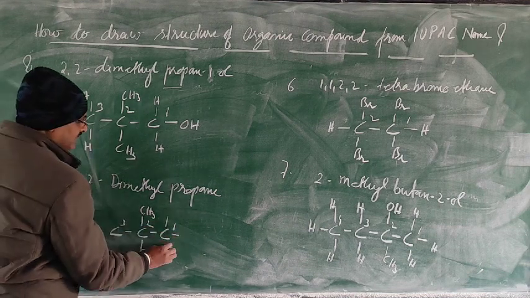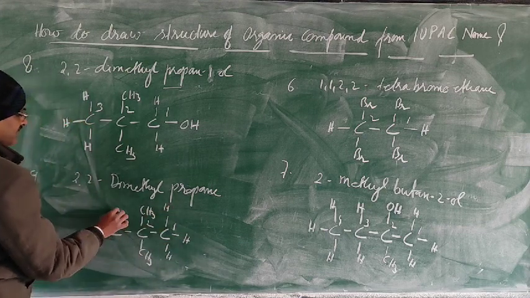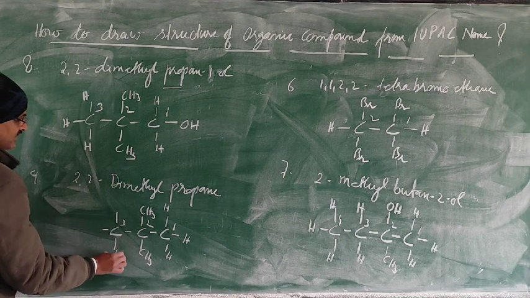So 3 valences are left here, and 3 valences here.